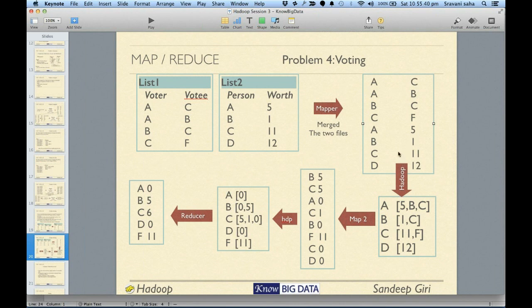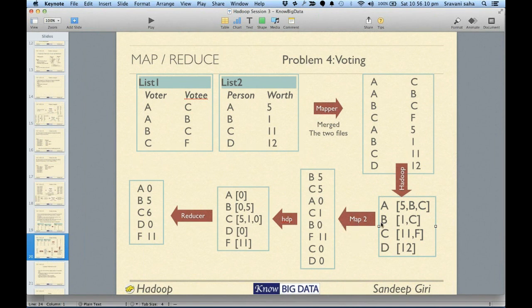Okay? And in the reduce phase, we brought all the values for a key together. After this reduce phase, this is the first map reduce phase, okay? So this is the file which was generated. What does it represent? A voted for B and C, and A's value is 5, right? This is the first phase. The first phase has formed this kind of stuff, all right?